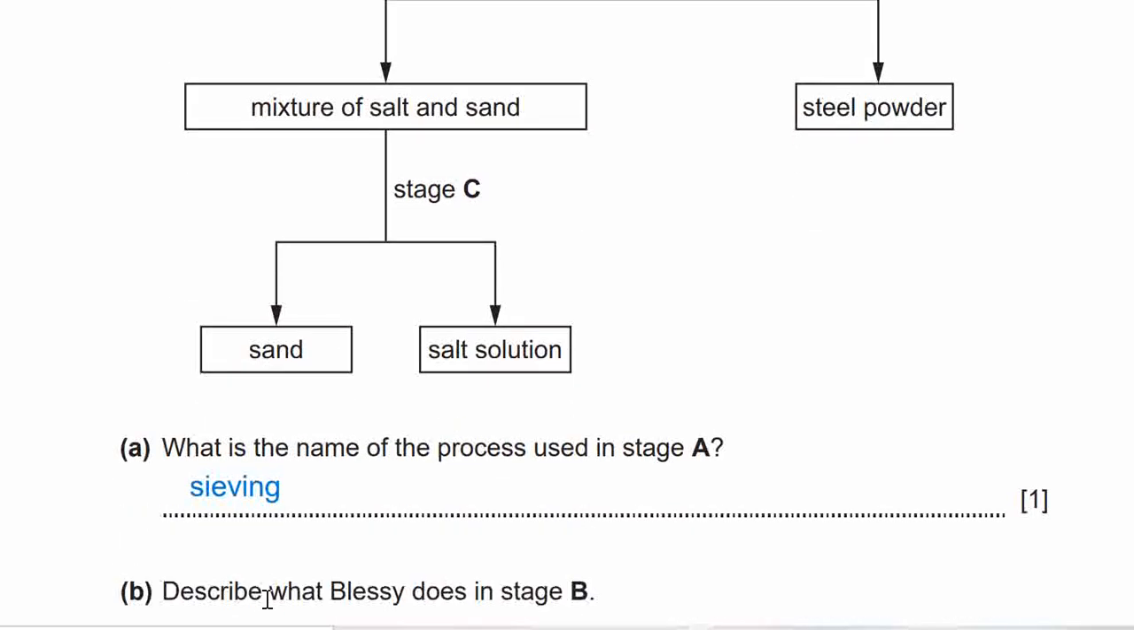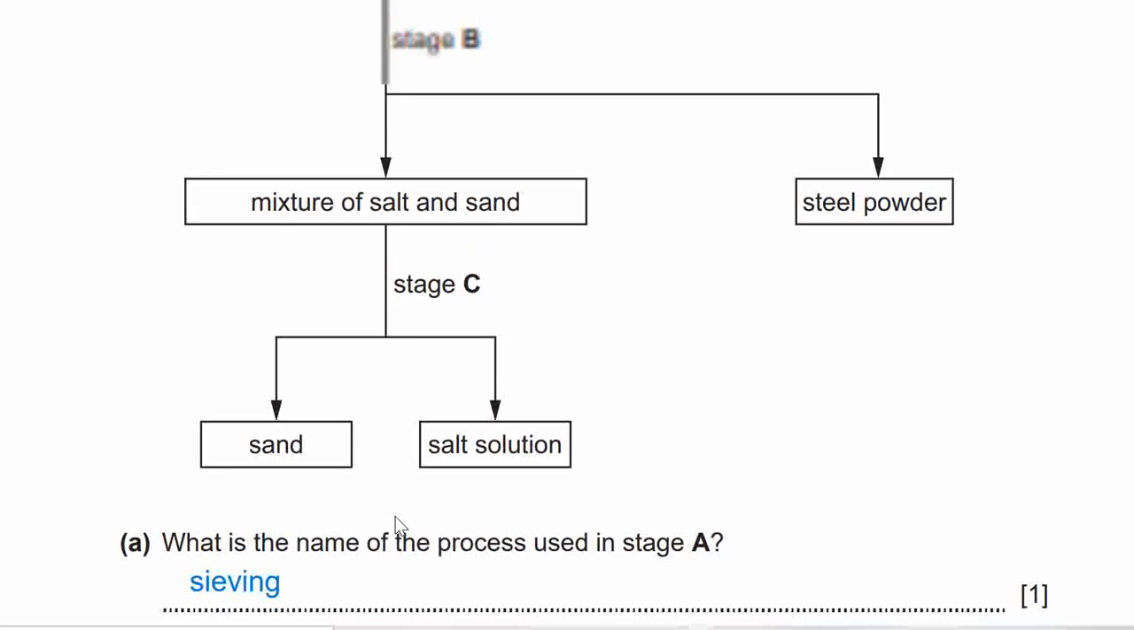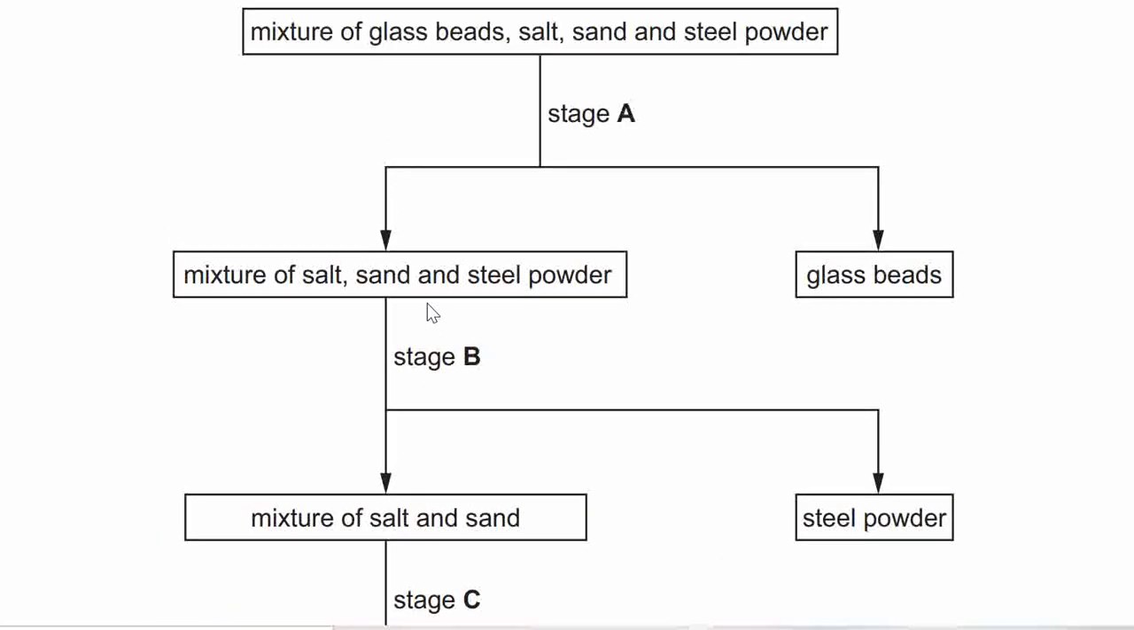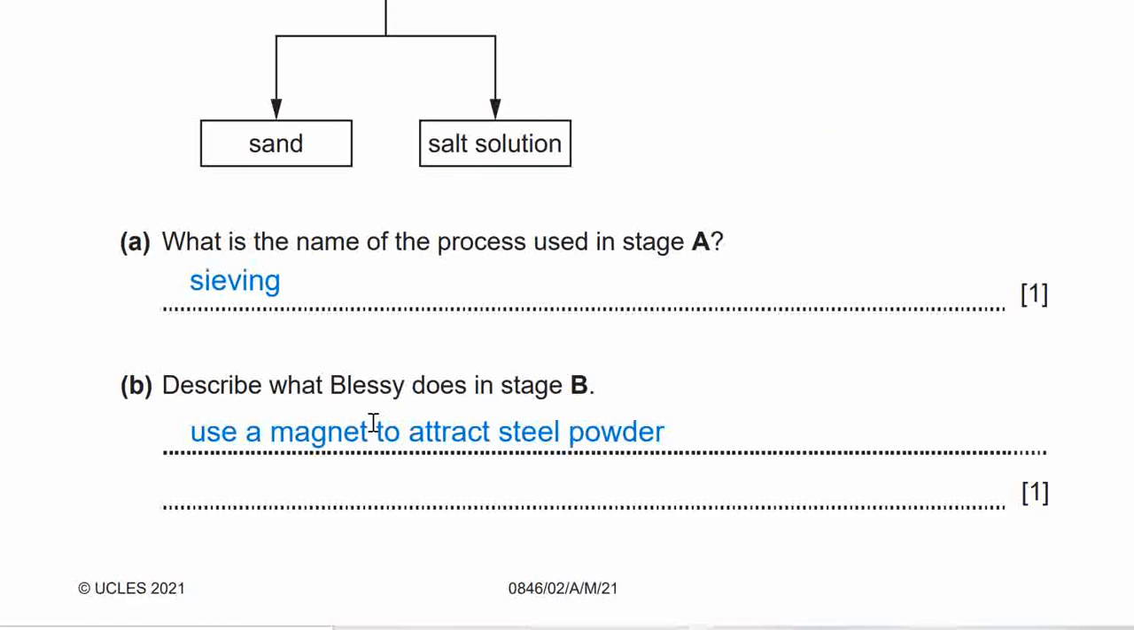Next, describe what happens in stage B. We see in stage B, steel powder is separated. Now we know that steel is a magnetic material, so we can separate it in stage B using a magnet to attract the steel powder. So the answer will be: use a magnet to attract the steel powder.